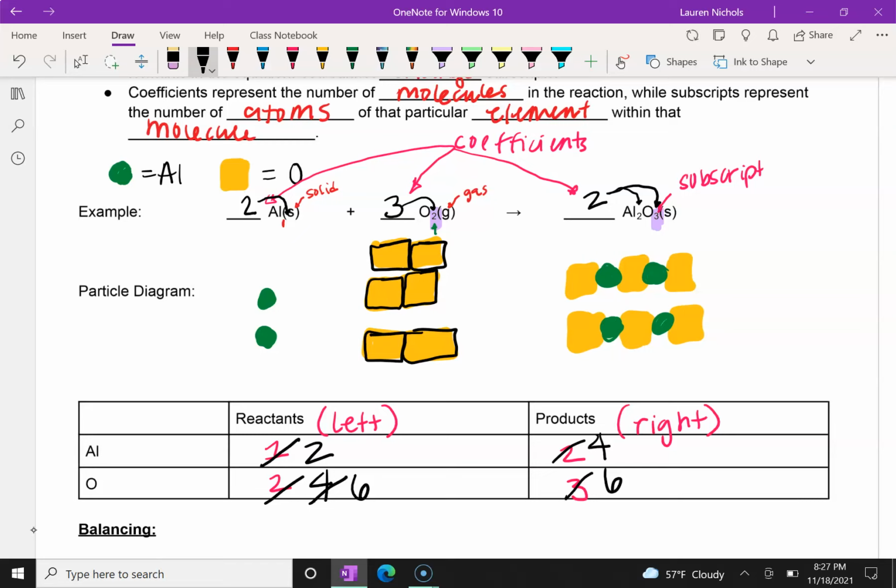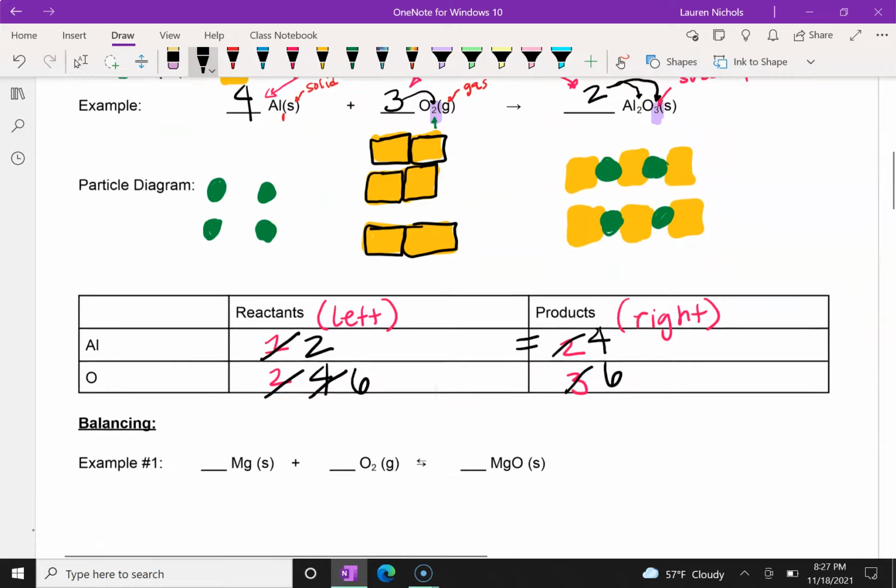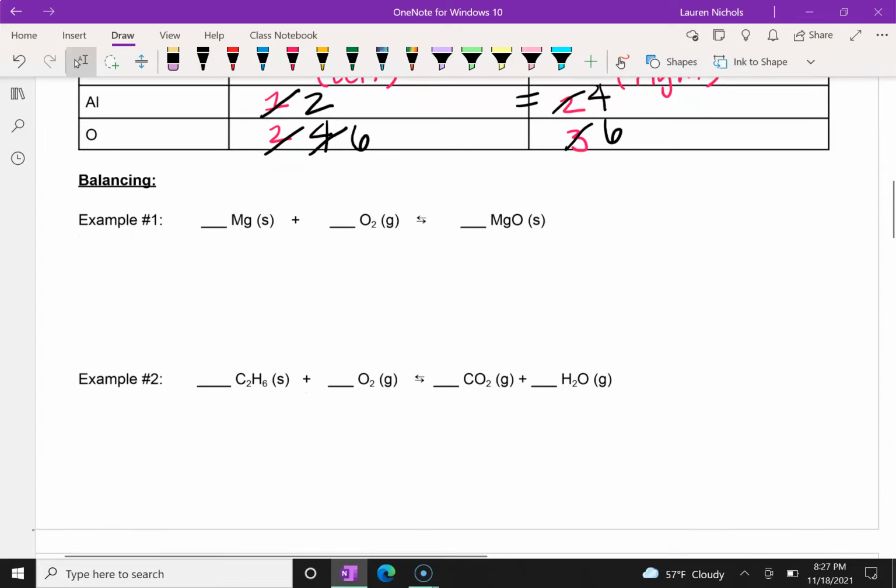Oh wait, no it's not. Our aluminums are not equal. I have 2 on the left side and 4 on the right side. So that tells us that instead of having a coefficient of 2, where I have 2 single aluminum atoms, I'm going to need 4 single aluminum atoms to start with. Because if you don't have this ratio, 4 aluminums to 3 oxygen molecules, in order to make 2 aluminum oxides, then the reaction won't happen. You have to have the correct ratio between the chemicals in order for a reaction to happen. So let's take a look at this in just a balancing problem.